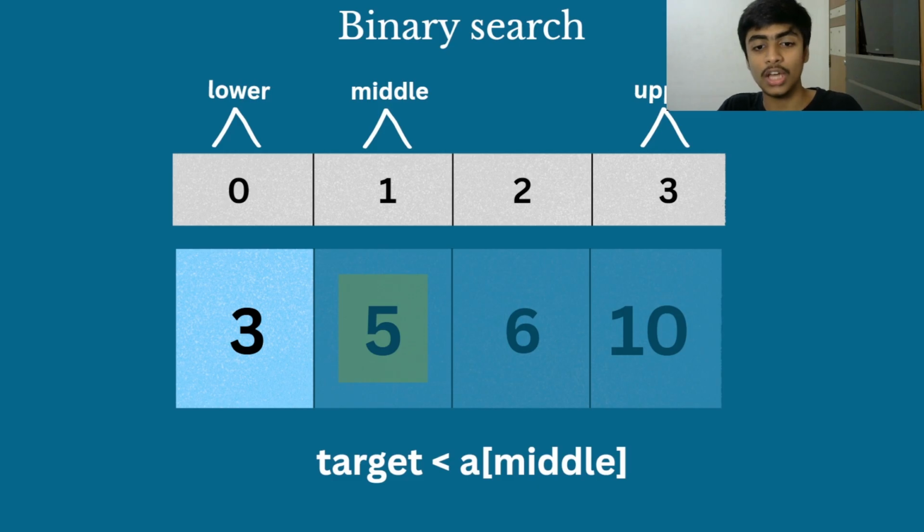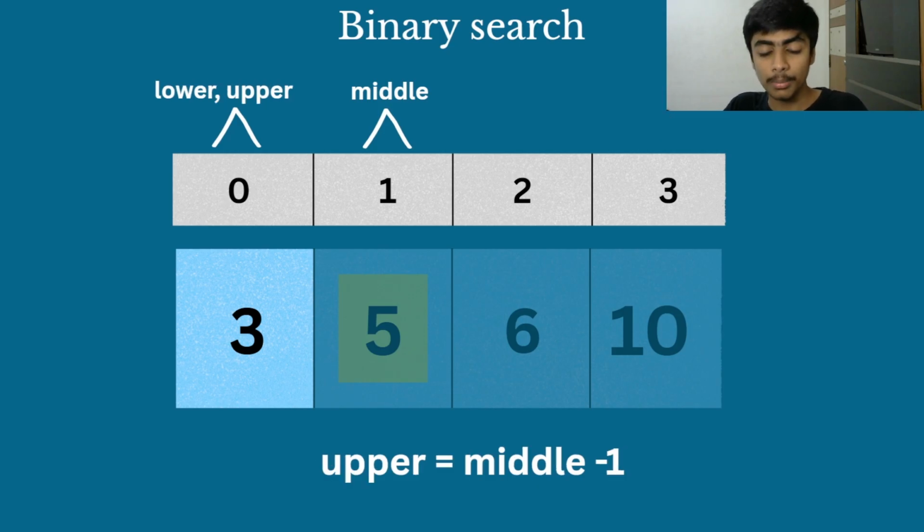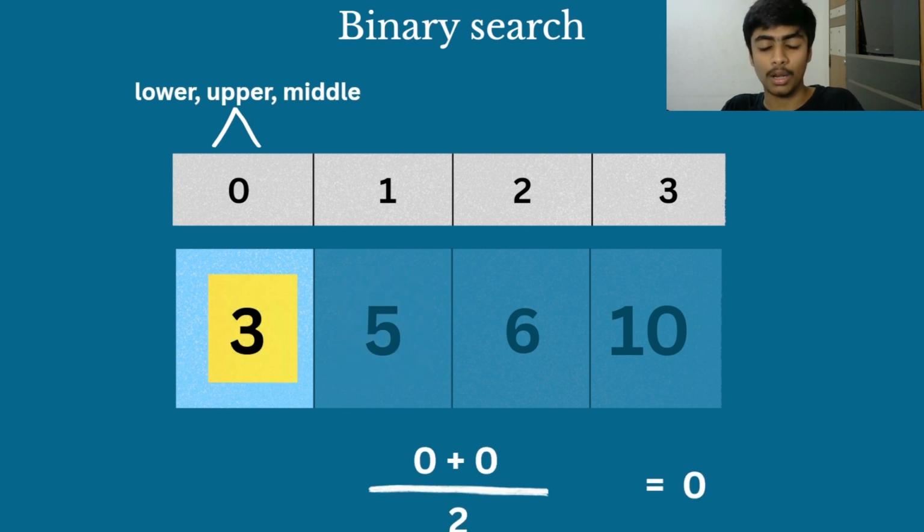Accordingly, we're going to change the upper limit of our array. So our upper limit is going to become the middle index minus 1. Once we find the upper limit of the array, we're going to have to calculate the index of the middle element. This is just (0 + 0) / 2, so the index of the middle element is also going to be 0. 3 is going to be my middle element.